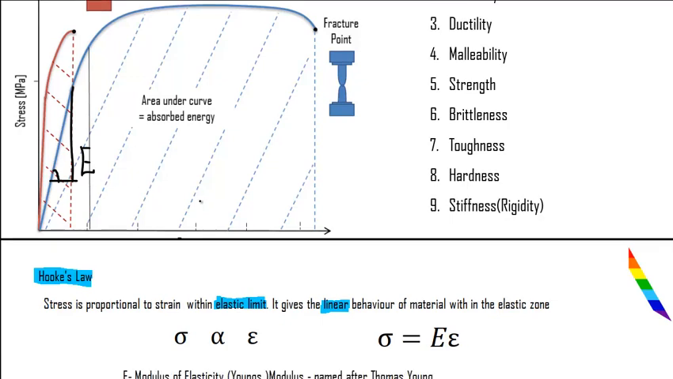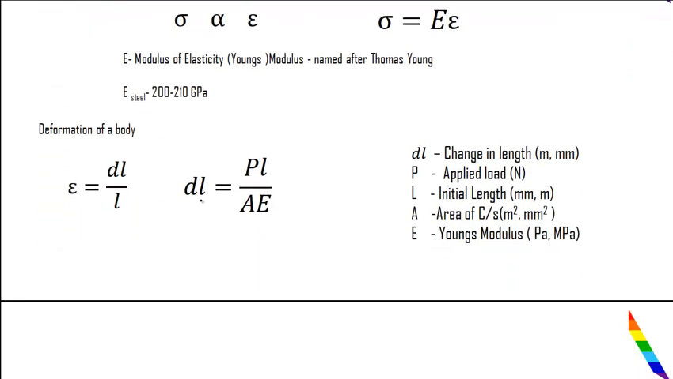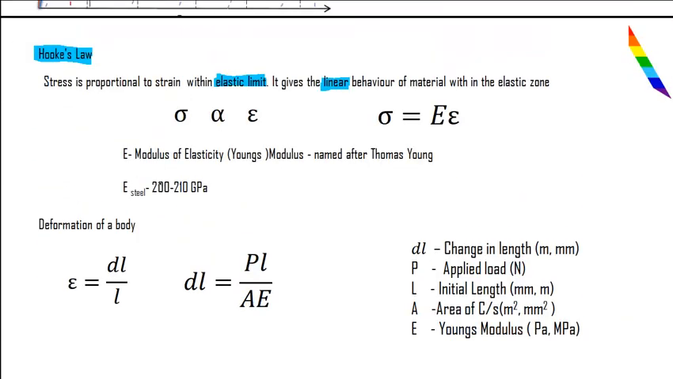So Young's modulus is calculated within the elastic limit. Usually the Young's modulus for steel is between 200 and 210 gigapascals. The Young's modulus value is generally given in the gigapascal range. It is standard practice to give the value in gigapascals.